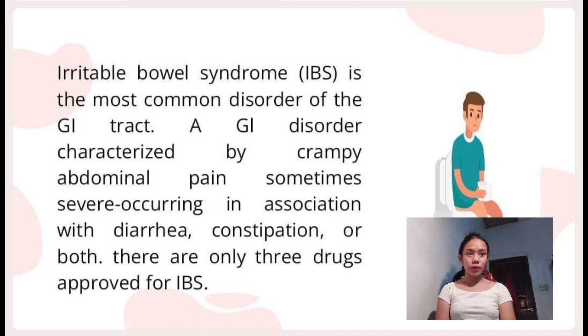Next is irritable bowel syndrome, or IBS. It is the most common disorder of the GI tract. It is a GI disorder characterized by crampy abdominal pain, sometimes severe, occurring in association with diarrhea, constipation, or both.